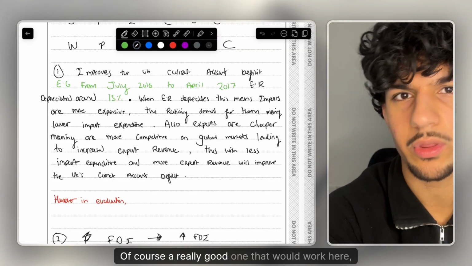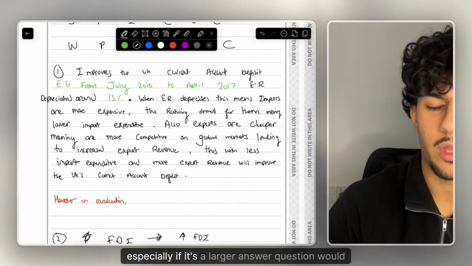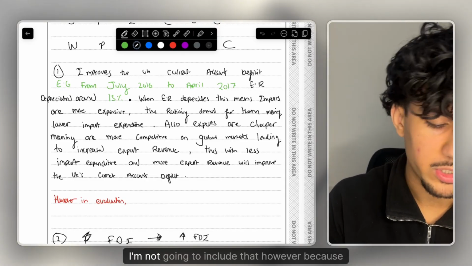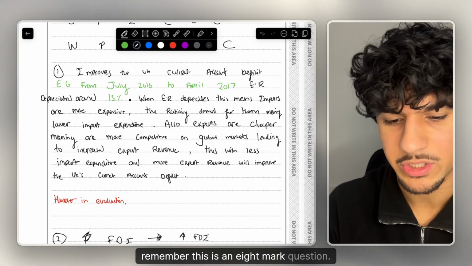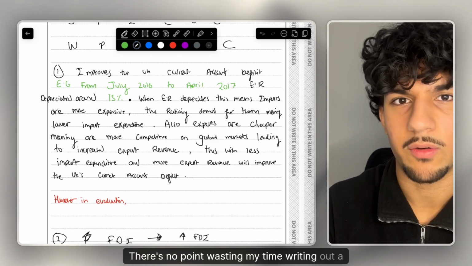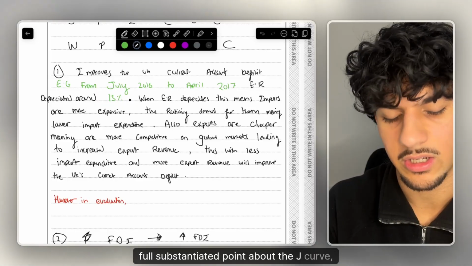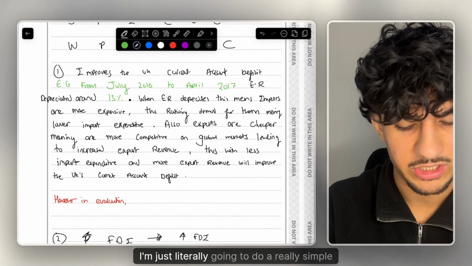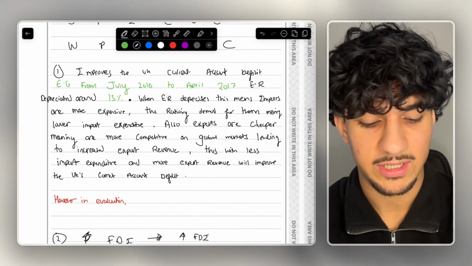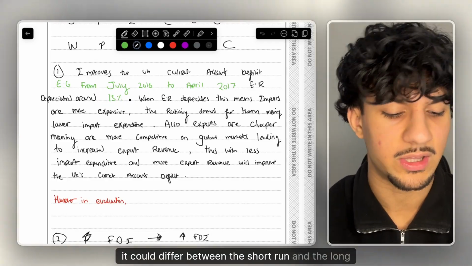Of course, a really good one that would work here, especially if it was a larger answer question, would be the J-curve, the Marshall-Lerner condition. I'm not going to include that, however, because remember, this is an 8-mark question. You get 2 marks for evaluation. There's no point wasting my time writing out a full substantiated point about the J-curve, the Marshall-Lerner condition. I'm just literally going to do a really simple evaluation, talking about the time frames. I'm just talking about how it could differ between the short run and the long run.